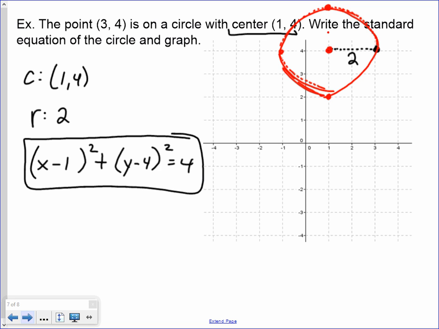Eyes and ears. So again, that tells me that circle has a center at 1,4 and it has a radius of 2. So on your homework and on your test, you're going to have to look at this equation, make sure you square root whatever this number is, and that's going to be your radius. And then draw your circle in.